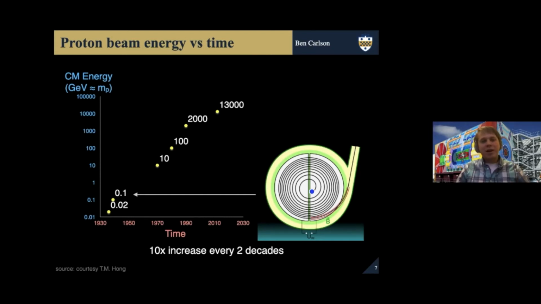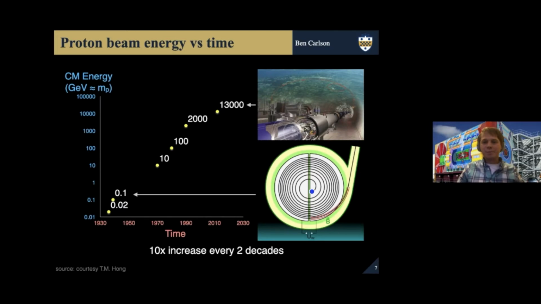There's a few points you might recognize, especially at the top. You might recognize 2000 GeV, or 2000 times the mass of the proton, roughly. That's the most recent US experiment at Fermilab. And then the highest energy one is the Large Hadron Collider. And I'll be discussing that in some detail later in the talk.